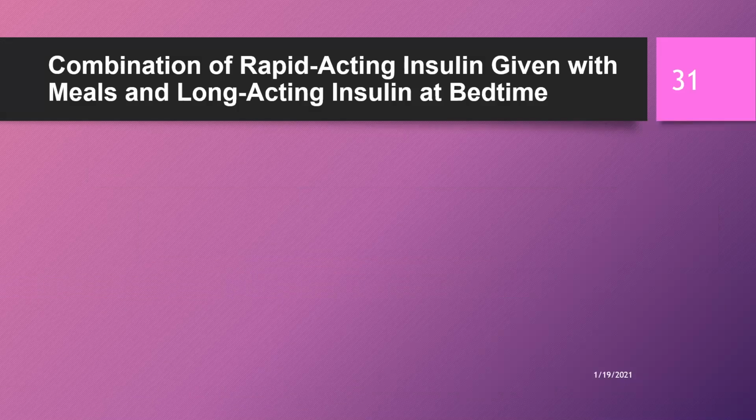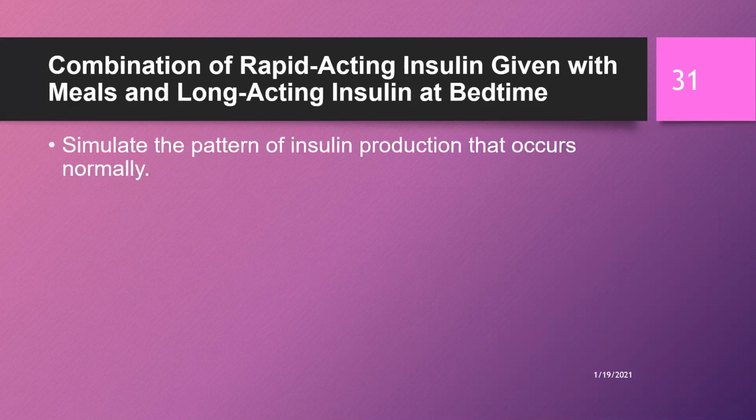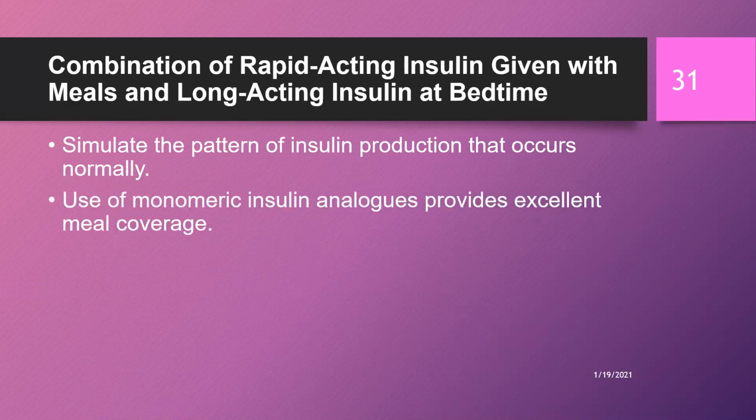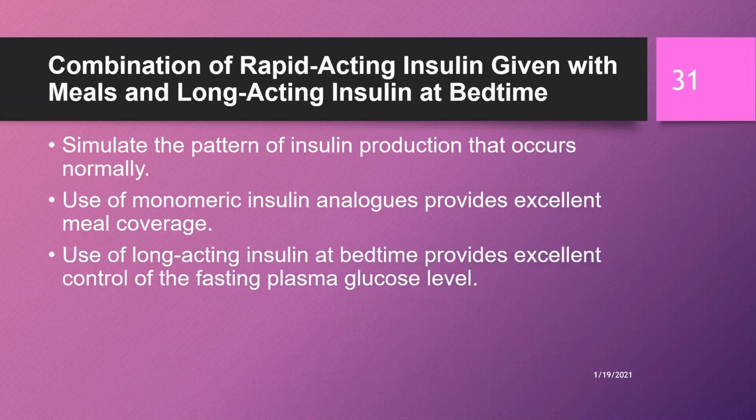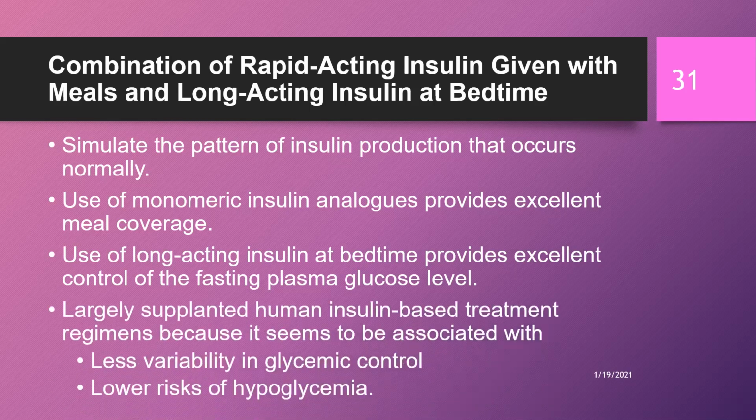Combination of rapid acting insulin given mid-meals and long acting insulin at bedtime. So this is the regime that I was talking about, which mostly simulates the pattern of insulin production that occurs normally. Use of monomeric insulin analogs provides excellent meal coverage, bolus coverage for 2 to 3 hours. Use of long-acting insulin at bedtime provides excellent control of the fasting plasma glucose level, as well as the rest of the day. Largely supplanted human insulin-based treatment regimes because it seems to be associated with less variability in glycemic control and lower risk of hypoglycemia.